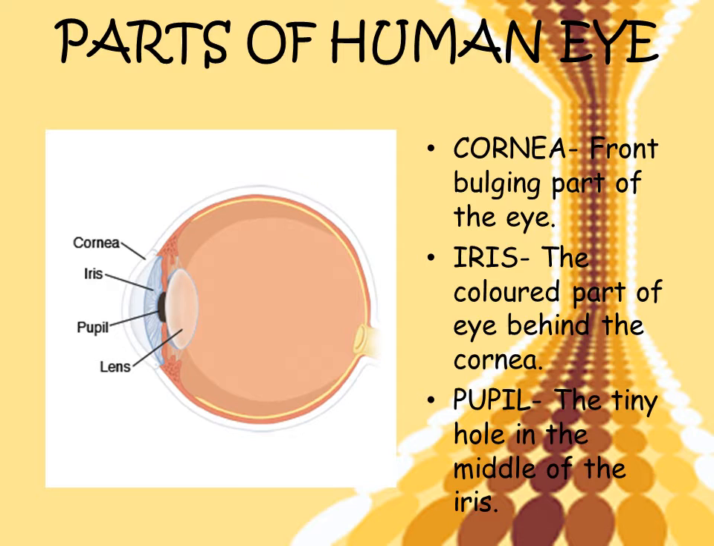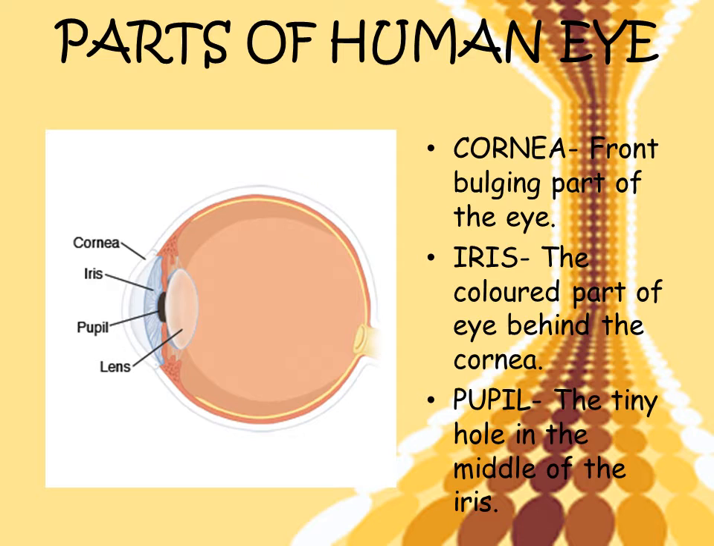The first is cornea. It is the front bulging part of the eye. It is made up of transparent tissues. Its function is to act as a window to the world. That means it allows the light to enter in the eyeball.